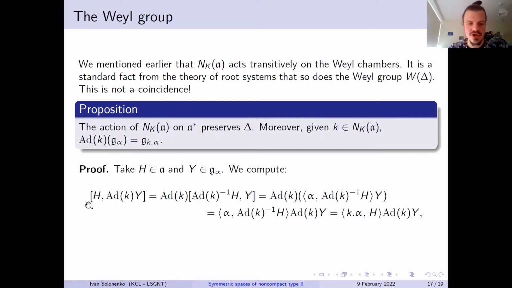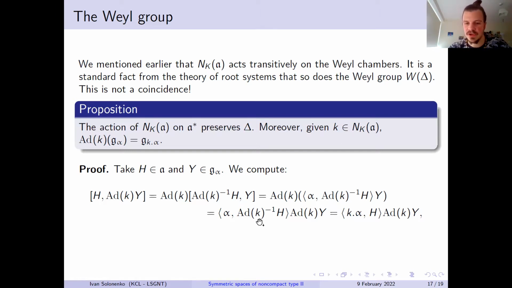So you compute the Lie bracket of H and then the adjoint of K applied to Y. Because the adjoint of K is a Lie algebra automorphism of G, it's the same as to apply Ad K to the whole Lie bracket, and then to write Ad K inverse of H. But now Y lies in the restricted root subspace corresponding to alpha, and Ad K inverse of H is some element of A. By definition, this Lie bracket is just Y times some number, and this number is the value of my root alpha on this vector Ad K inverse of H. And to the whole thing, I apply the adjoint of K.